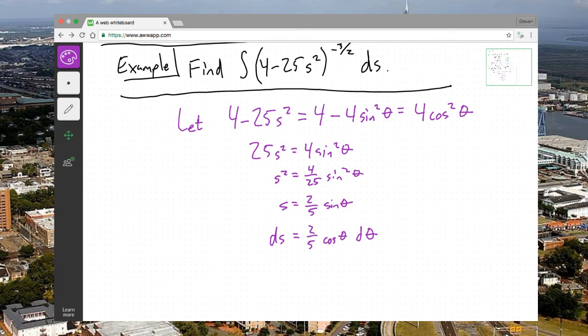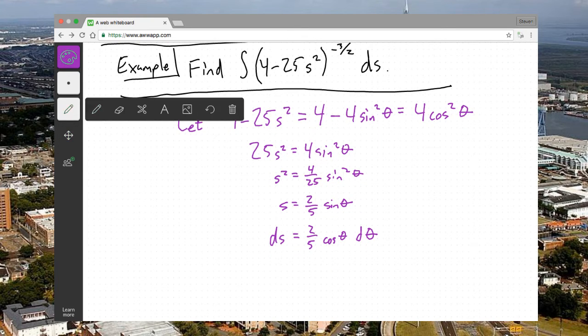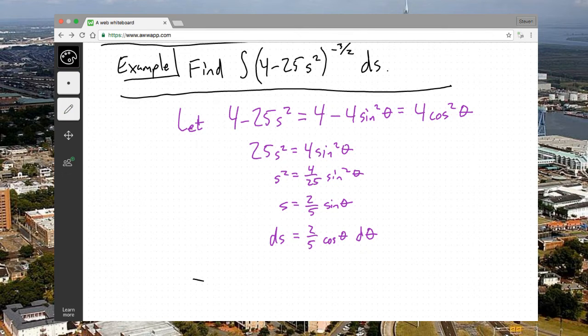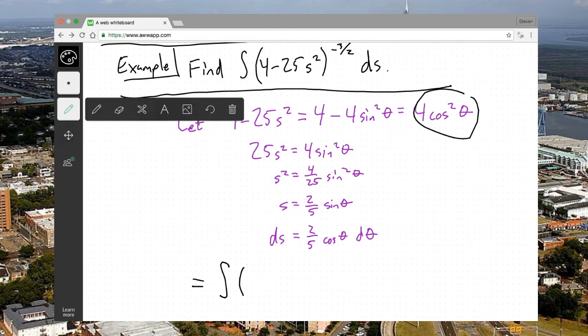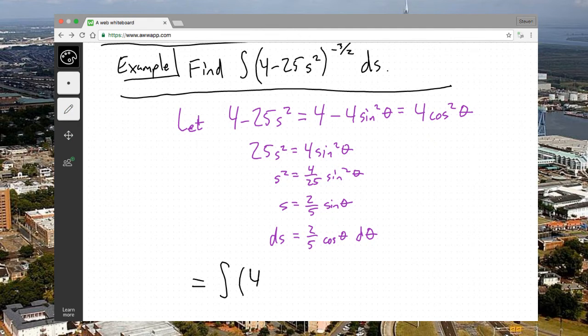And now we can substitute back into the original problem. And we just saw that 4 minus 25s squared is 4 cosine squared. So I'll make that change. 4 cosine squared of theta, and then to the negative 3/2 power, then the ds becomes 2/5 cosine of theta d theta.